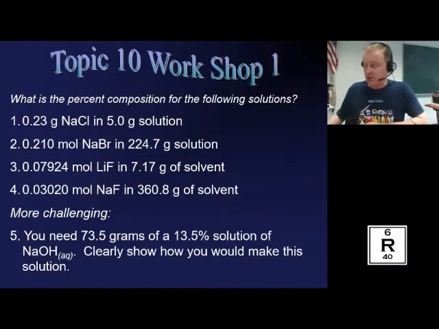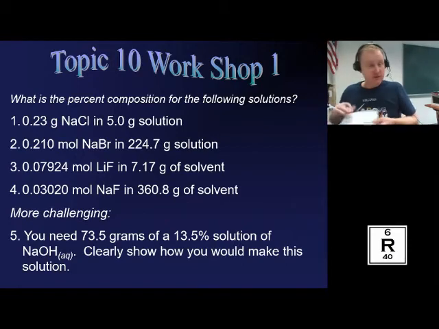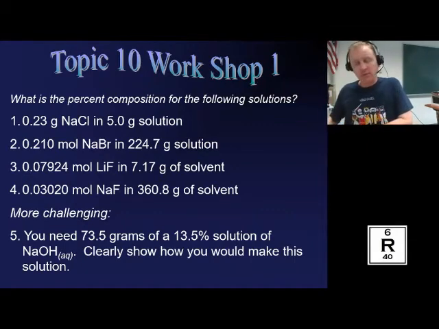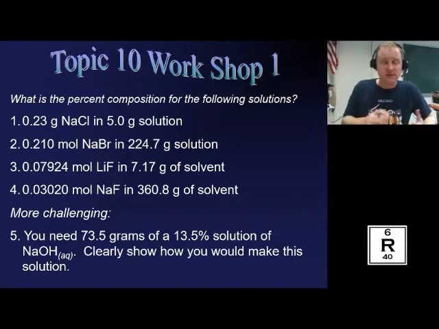Number 5 is a bit more challenging than I even wrote. It's a little more challenging because here you're trying to figure out, it's a lot more realistic too. As a chemist, we sometimes have to create solutions, and if I need a solution that is 73.5 grams and I want that solution to be 13.5%, how can I make this solution? Sodium hydroxide is normally a solid, but I'm going to put it in water to make it aqueous, and I want only 13.5% of the solution to be sodium hydroxide, the rest of it to be water. So how could I make this solution?